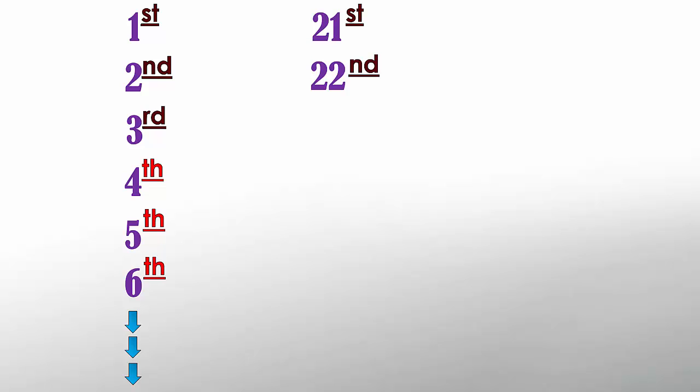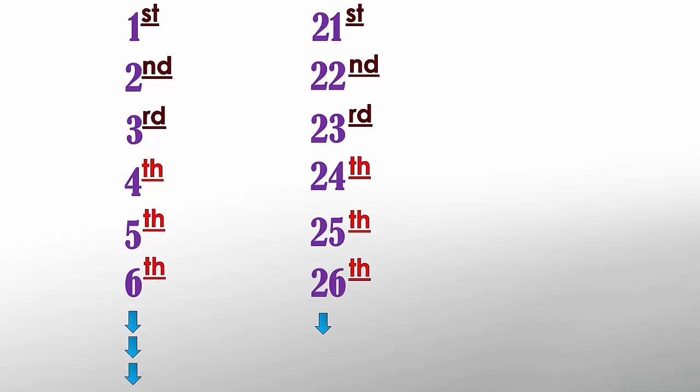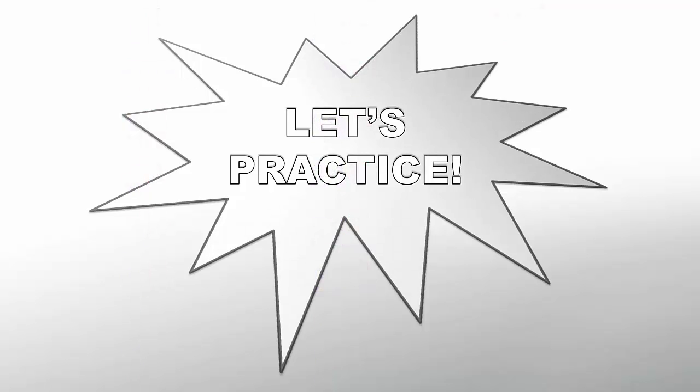4th, 5th, 6th, all the way to day 21. Day 21 is 21st, 22, 22nd, 23, 23rd, 24th, 25th, 26th, all the way to day 31, which is known as 31st. Let's practice.